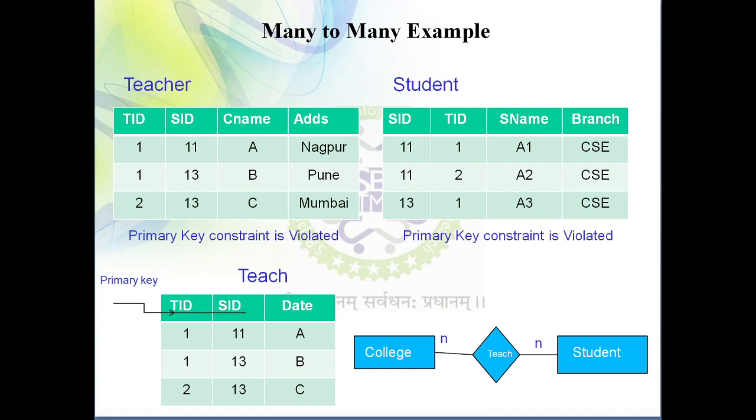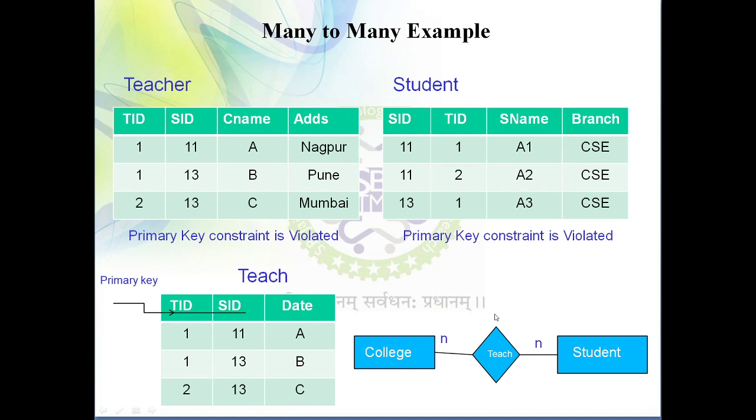So in this case there is no violation of the primary key, because if we take it collectively, then 111, 113 is different. If we consider only the teacher ID, then it is repeated. But if we take a combination of teacher ID and student ID, then the value is unique. 111, 130 is different. So this is the case. When you find a many to many relationship, in order to show the relationship between these two entities, you require a third table.